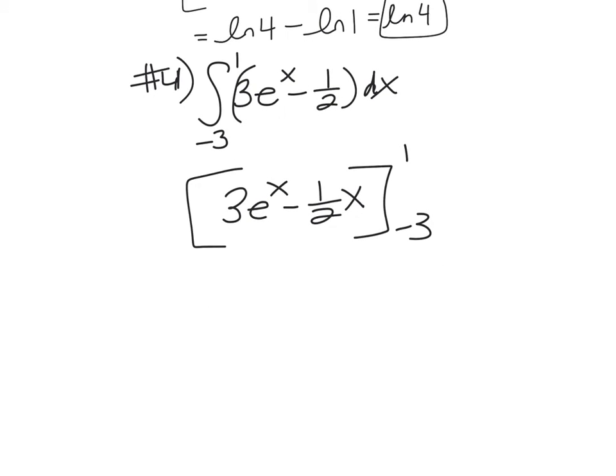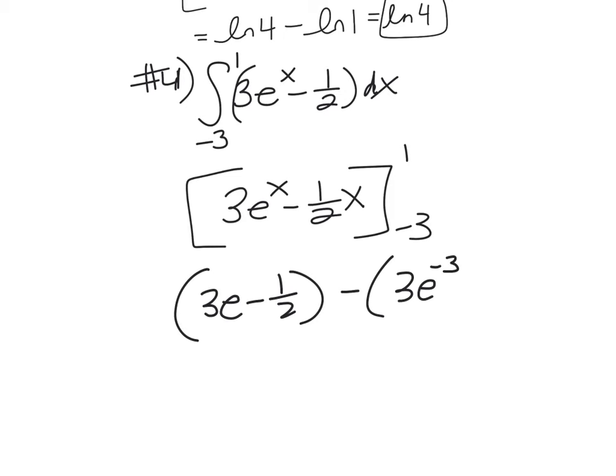Kind of almost the worst part is plugging things in, huh? All right, so then you plug in 1 and you get 3e minus 1/2, minus 3e to the -3 minus 1/2 times -3.